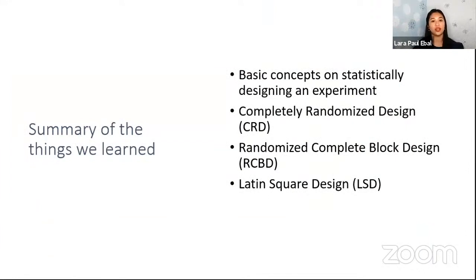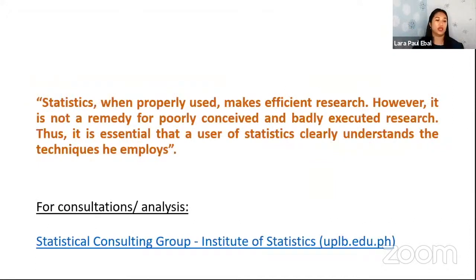So this is now the summary. First, we had this basic concept, so the terms, the principles, and the design structures. So you were introduced with the different design structures and treatment structures. And then we also had this CRD, then RCBD, then LSD. And then final note, okay, statistics when properly used makes efficient research. However, it is not a remedy for poor conceived or badly executed research. Thus, it is essential that a user of statistics clearly understands the techniques he employs.